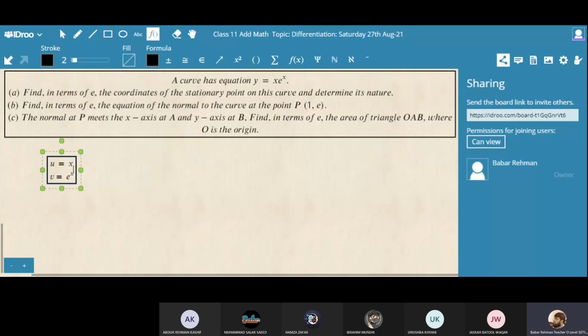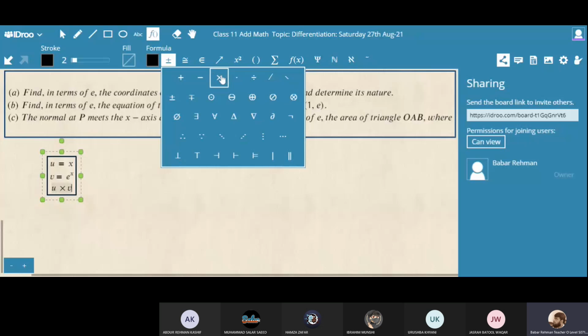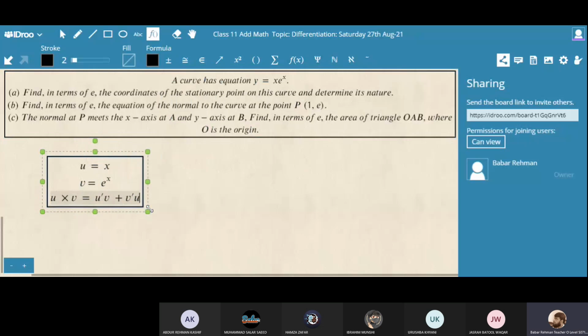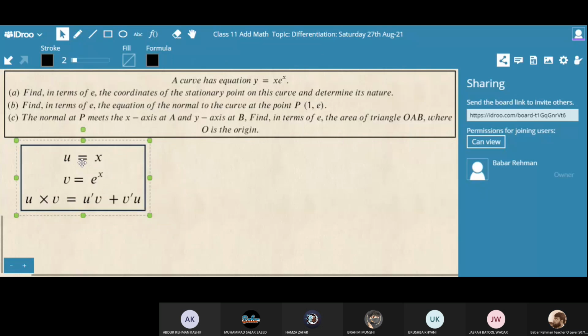Okay. Now, what is product rule? The derivative of u multiplied by v is equal to u prime v function plus v prime u function. Do you remember this formula? Yes, sir. Now apply this formula.